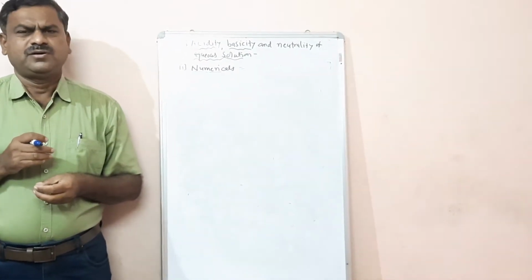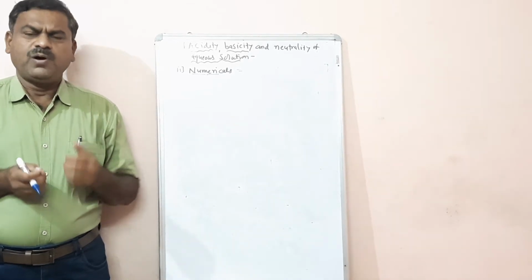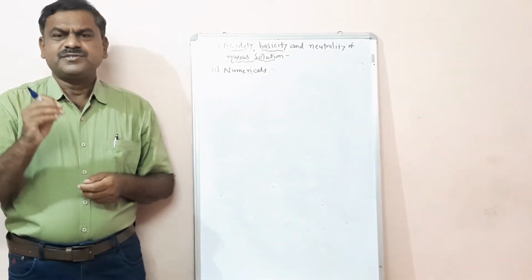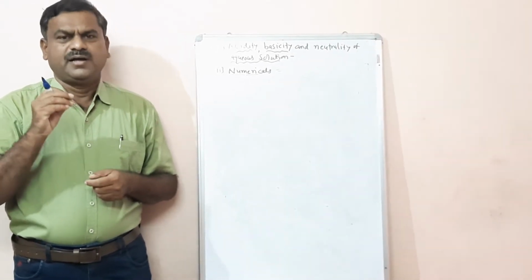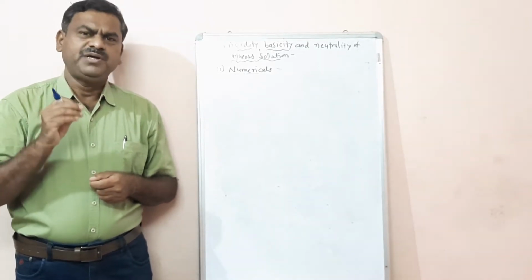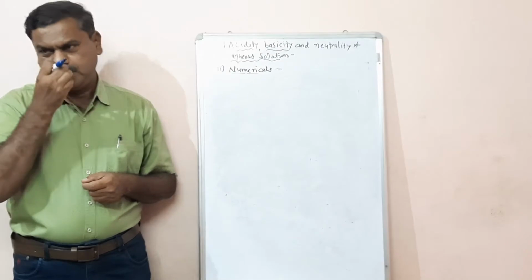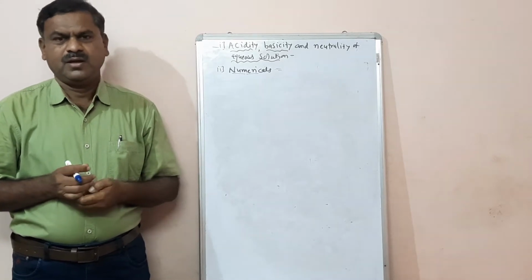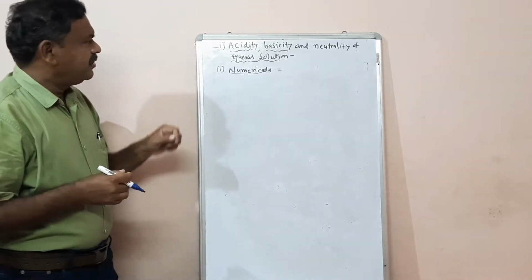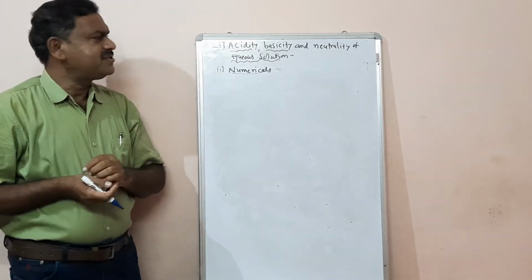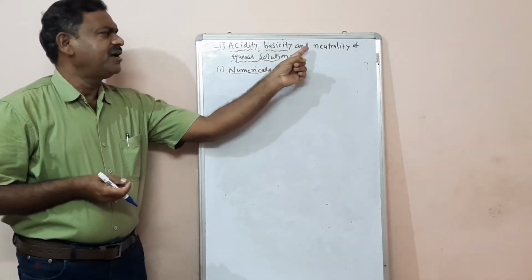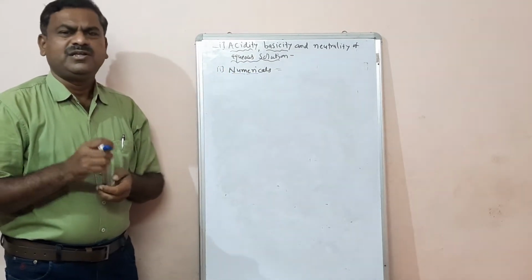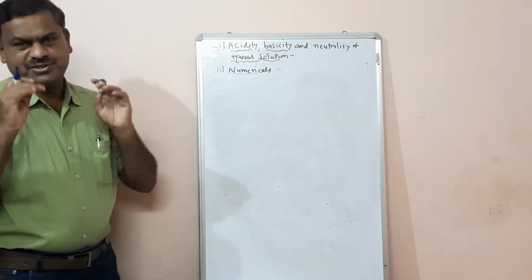In the previous lecture we have seen the autoionization of water, the pH scale, and the relationship between pH and pOH. These are the three points we already saw. Today we'll see two points: one is the acidity, basicity and neutrality of aqueous solutions, and the other is numericals on pH and pOH.